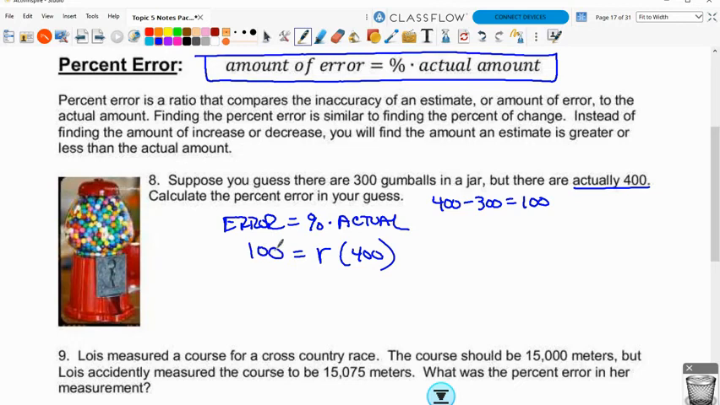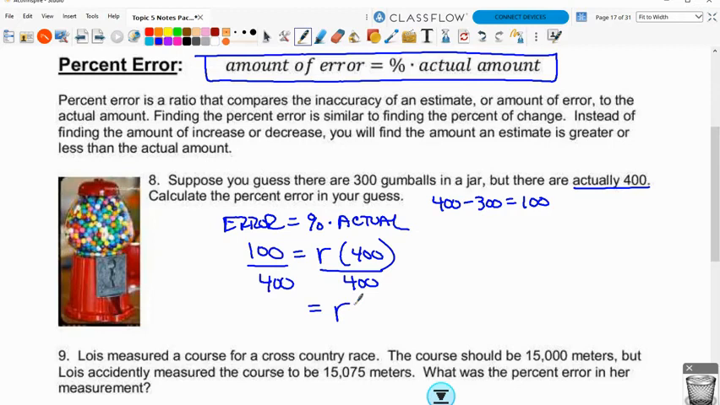So this is similar to the percent change where you had to calculate the amount of change. Here you have to calculate the amount of error. 100 equals R times 400. R is on the right. It's being multiplied by 400. So we'll have to divide by 400 on the right, which means we do the same thing on the left. On the right, 400 divided by itself is 1, leaving us with R.